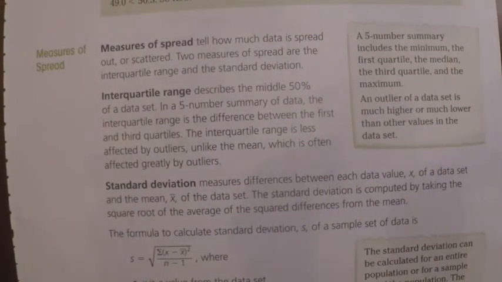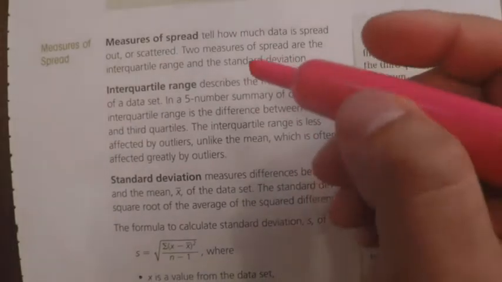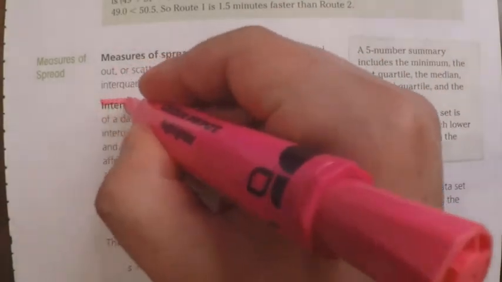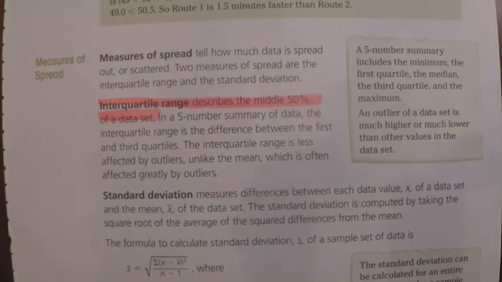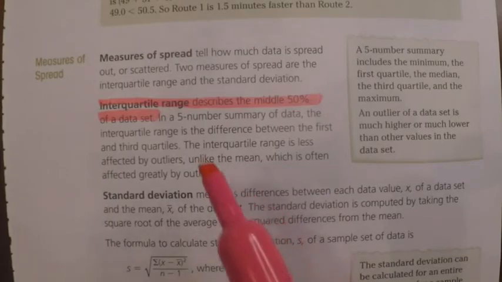So measures of spread tell how much data is spread out or scattered. And the two measures of spread that we are going to look at are interquartile range and the standard deviation. So in lesson 1, we looked at interquartile range, right, which was taking the third quartile and subtracting from it the first quartile. And the interquartile range describes the middle 50% of the data. Right, so it's that middle chunk of the data that, when we were looking at the box plot, was made up of the box.